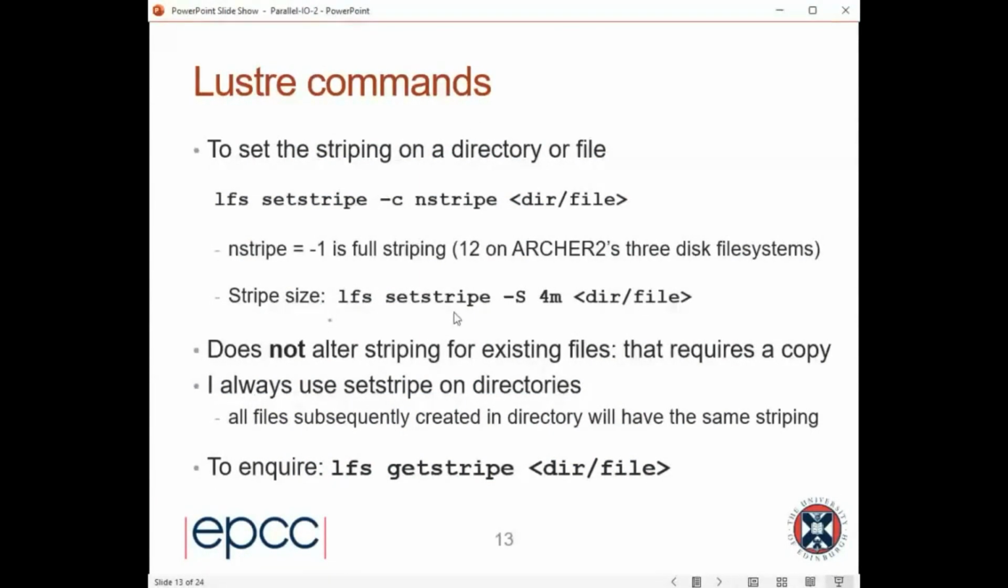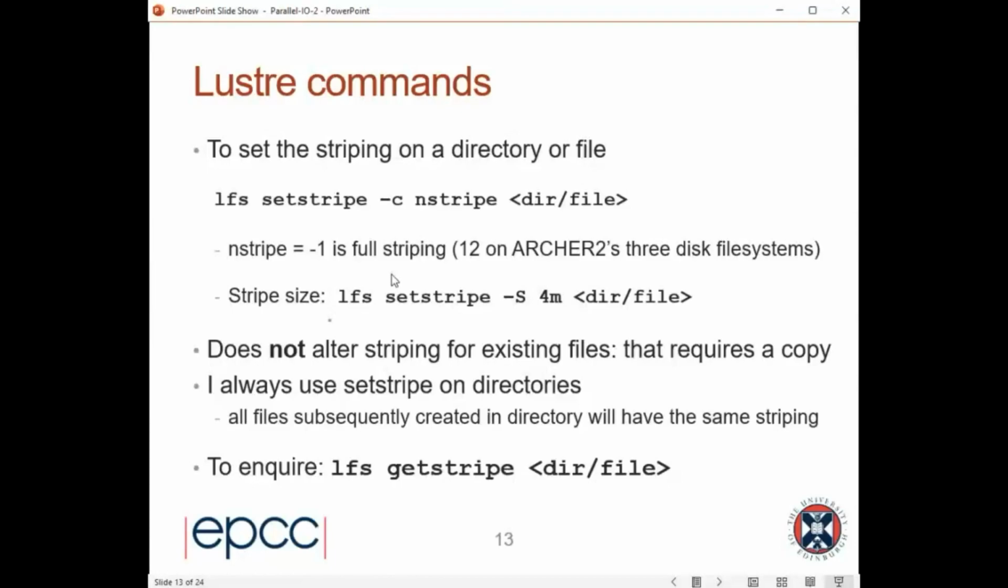The Lustre command to set the stripe on a directory or file is lfs setstripe, and you give it the number of stripes. You can say -1, and that just says stripe it across everything, and that means -1 on ARCHER2 corresponds to 12 OSTs, at least on the disk file systems. You can set the stripe size, lfs setstripe -S 4 megabytes, but I've not found that useful in practice. This does not alter the striping for existing files. That requires a copy. When you set the striping on a file, that is set for the entirety of its life.